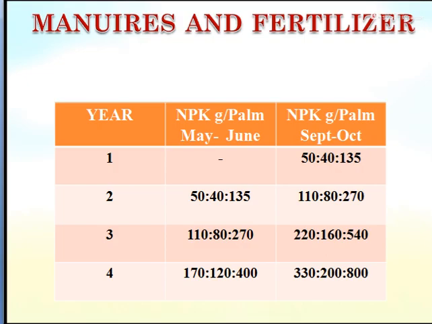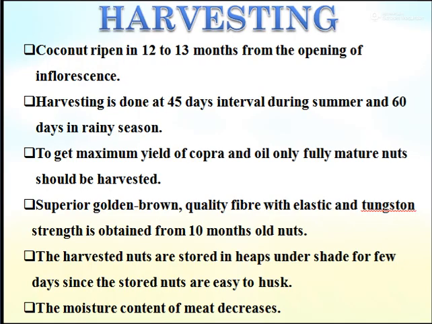Then the harvesting of coconut. Coconut ripens in 12 to 13 months from the opening of inflorescence. After opening of inflorescence, the nuts are mature in 12 to 13 months. Then harvesting is done at 45 days interval during summer and 60 days interval in rainy season. To get the maximum yield of copra and oil, only fully mature nuts should be harvested.